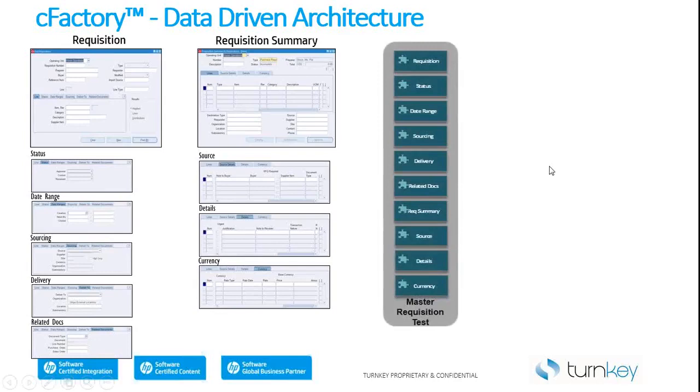What we do, rather than have a separate test for each of those scenarios, is create a simple master test. In this case, I've called it the master requisition test. But you'll see that it contains a component, the little puzzle piece that denotes a component. So this particular test has a component that correlates with each screen. It's fairly simple. So it contains a superset of everything that I might want to test.